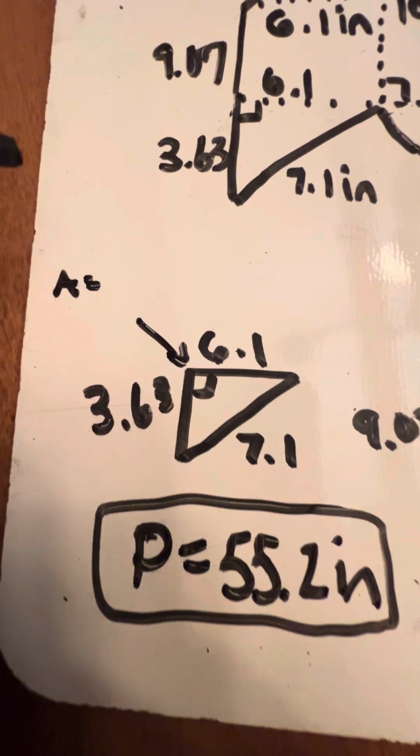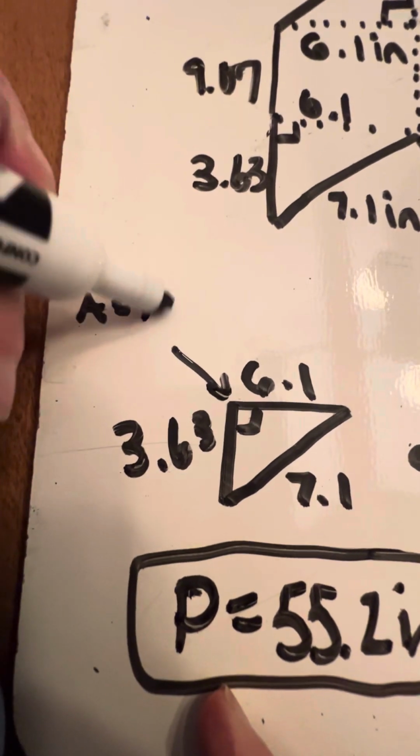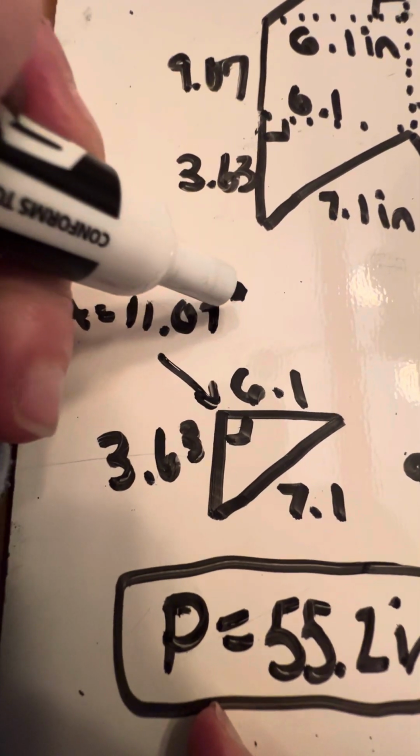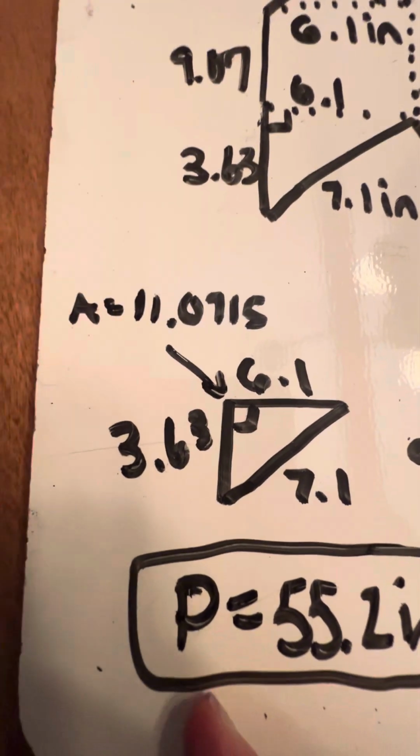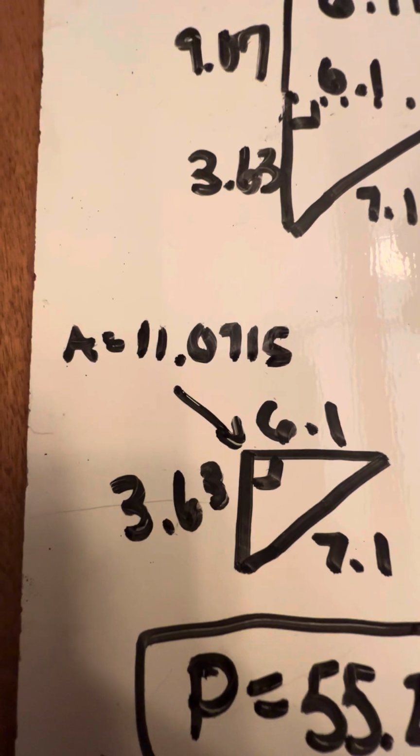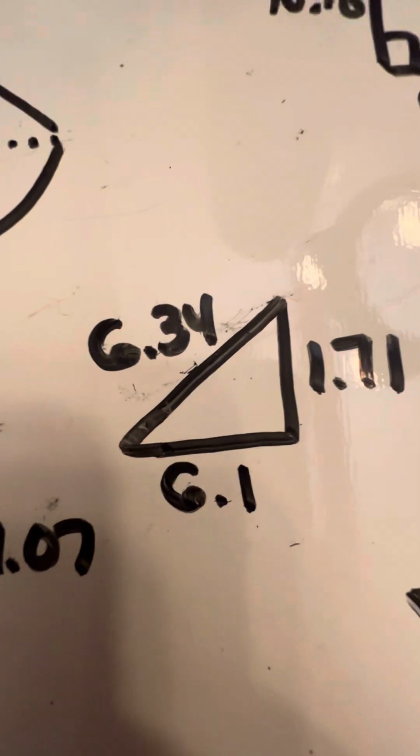The area is 11 point, I know I've been cutting off numbers, so I'm going to use all of the numbers because this is a terminating decimal. So we got 11.0715 for the area of this one. Now I'm going to go over here and do this one.